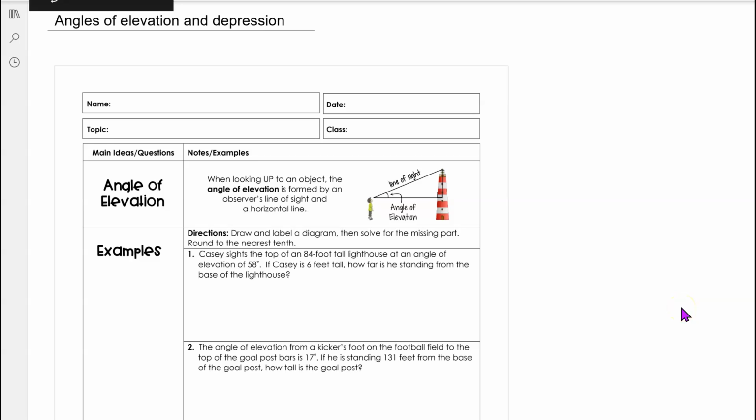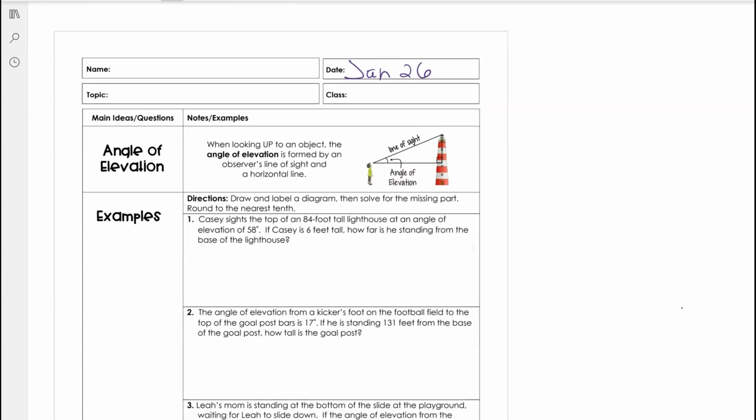All right, hello class. So it didn't work out that I taught this in person because the snow day messed us up, but today is January the 26th, and you guys are watching this on quizzes. So you should have a copy of this paper in front of you.